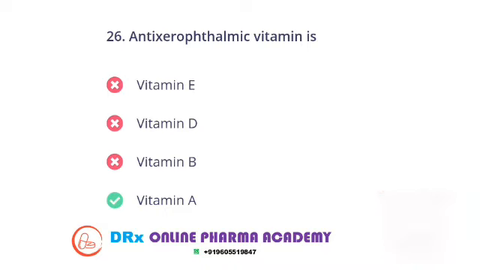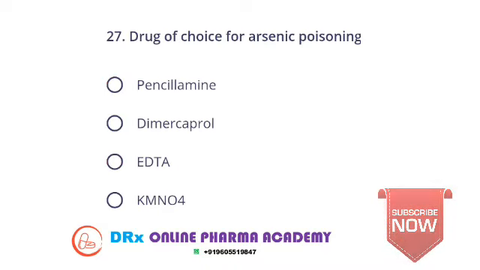Next question. Drug of choice for arsenic poisoning. Options are penicillamine, dimercaprol, EDTA, calcium versenate. Answer is dimercaprol. Drug of choice for arsenic poisoning is dimercaprol.